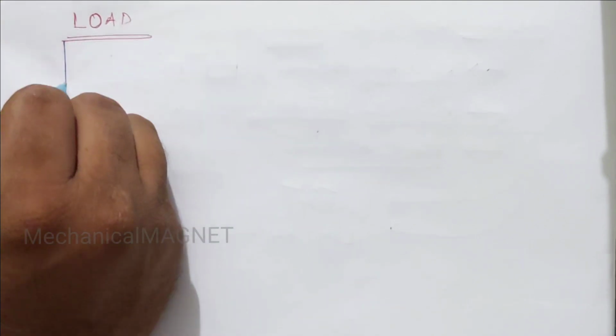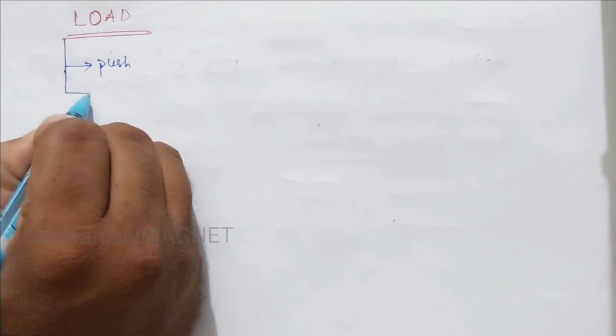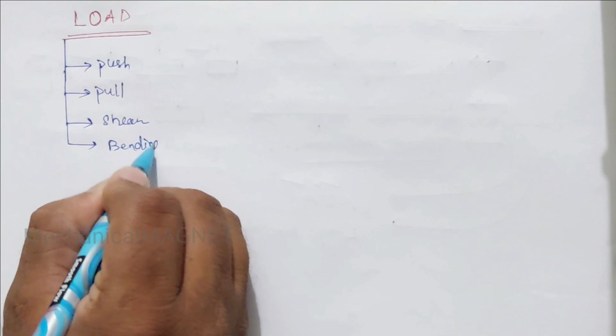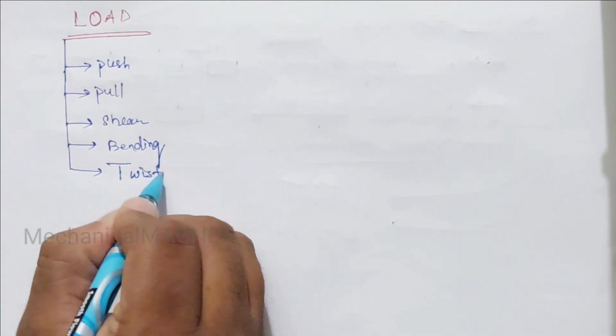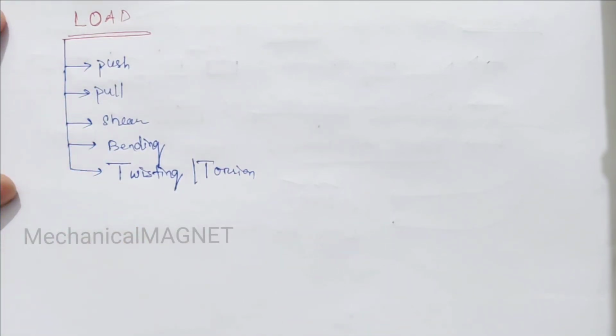You can see here, one is the push load, another is the pull, next is the shear load, again the bending load, and the last one is the twisting or torsion load, we can say. So we have these 1, 2, 3, 4, 5 loads.